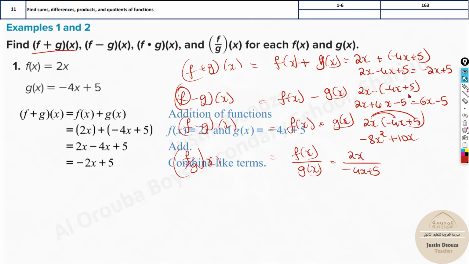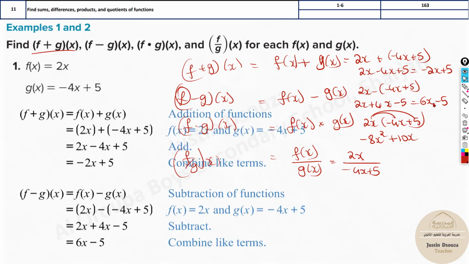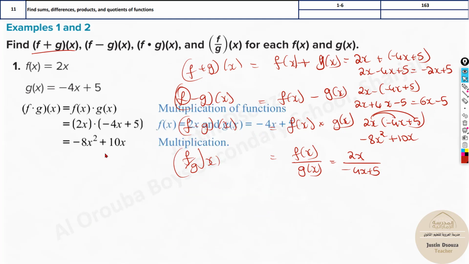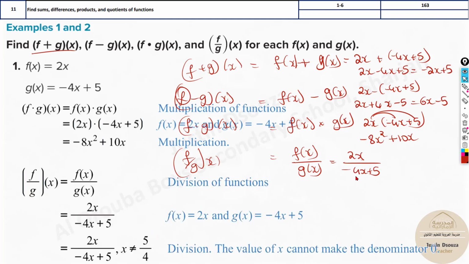It's minus 2x plus 5, the first one. Yes, and then we got 6x minus 5. And for multiplication, we got minus 8x squared plus 10x. And lastly, for division, we have this. Okay, this is fine. 2x divided by minus 4x plus 5.